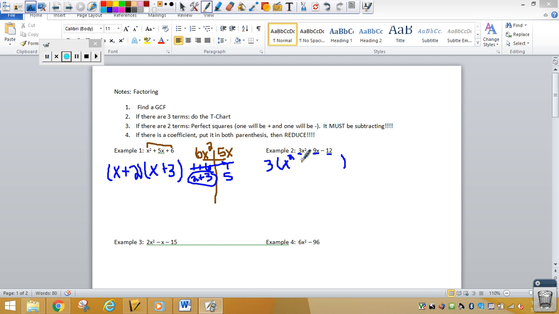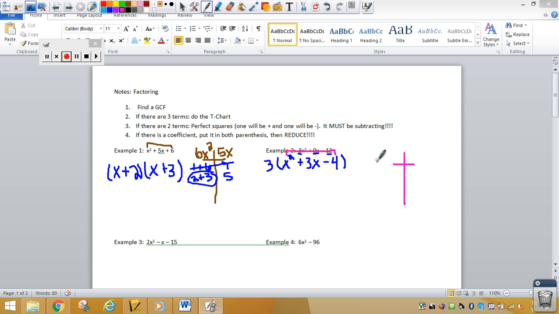9 divided by 3, I'm doing my second term, 9 divided by 3 is 3x. And last term, 12 divided by 3 is 4. So I factored out that GCF of a 3. Now I'm going to go to my T-chart. We're going to ignore this 3 for right now, okay? Don't worry about that. First times last.